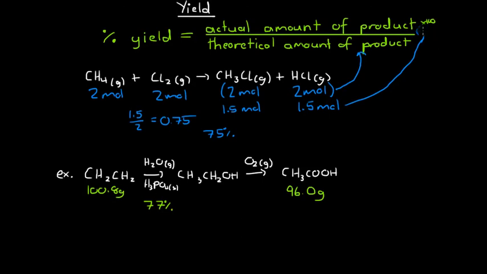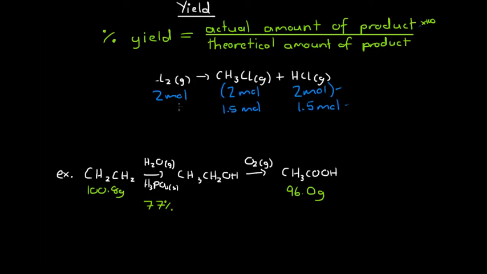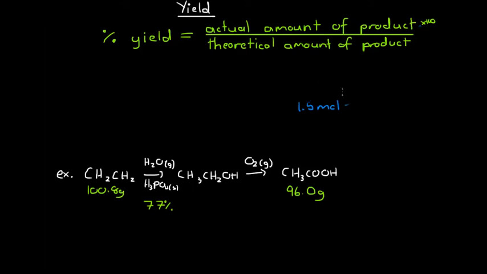So that is simply all that yield is. It's a measure of how much product we can glean from a reaction, whether or not we can get all of our reactants to react to completion or not. Now, rather than just calculating a yield for a single reaction, we often have to calculate the yield for a series of reactions.